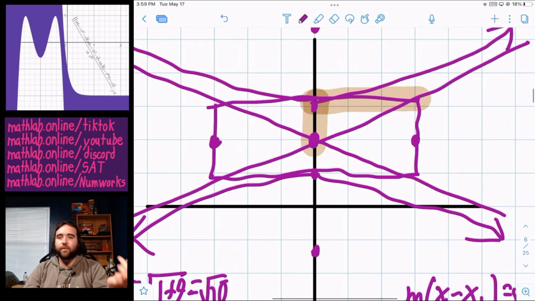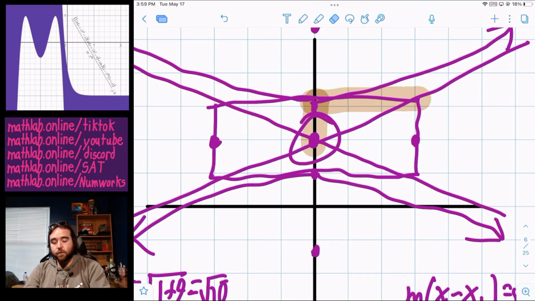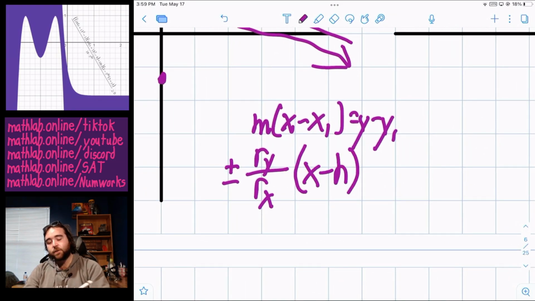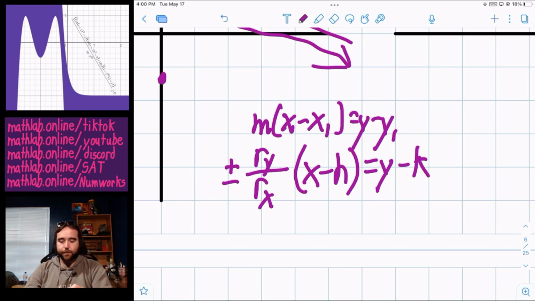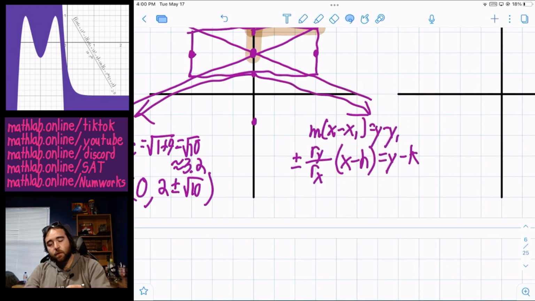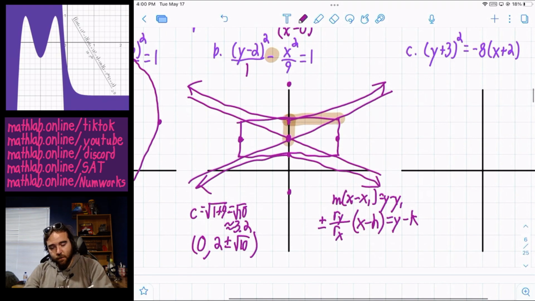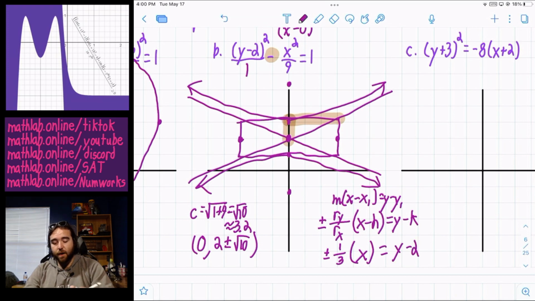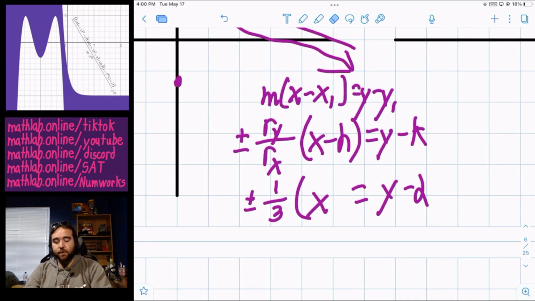And then what point do both of the asymptotes go through? They both go through the center. So we use the center for our point. We go x minus h, because that's the x coordinate of the center, y minus k, because that's the y coordinate of the center. So for this one, we just put it all together. We have ry over rx times x minus 0 equals y minus 2. So we don't even actually need those parentheses there.